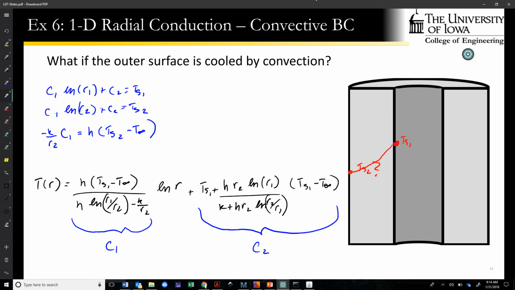And so this is right for, as I said, for what's already written at the top, but for 1D conduction in a tube wall with convective cooling at the outer surface.